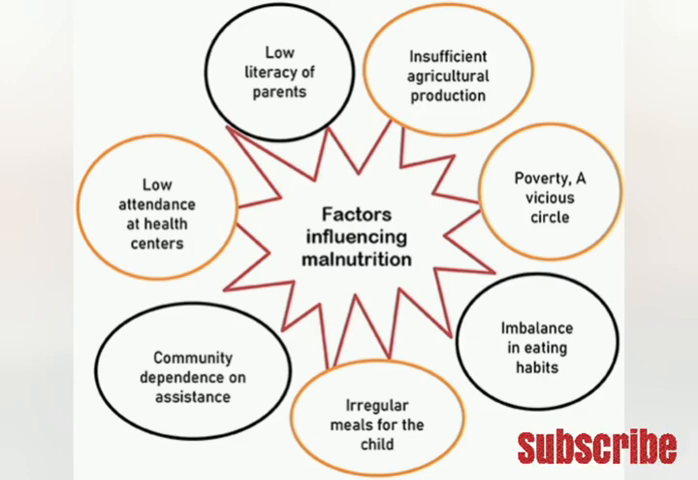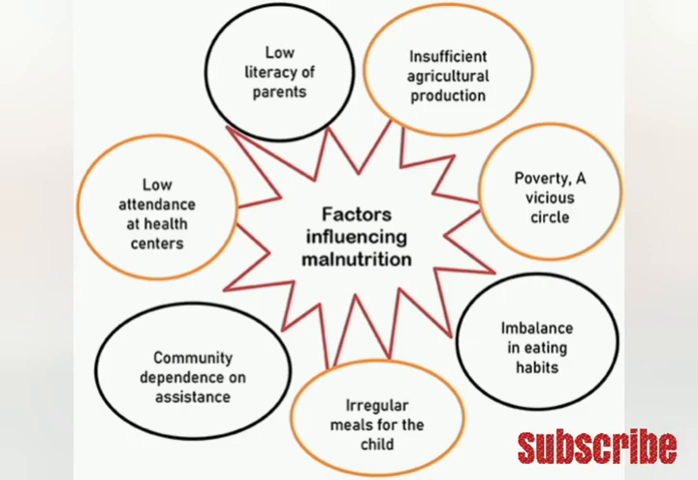Causes of malnutrition. So, why does malnutrition happen? The causes are many, and often they are linked together. One of the biggest causes is poor diets, either not enough food or not enough variety in food. Other causes are repeated infections like diarrhea, measles, or pneumonia, which stop children from absorbing the nutrients they eat.